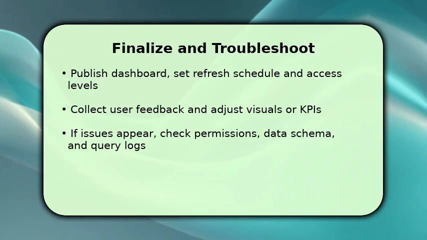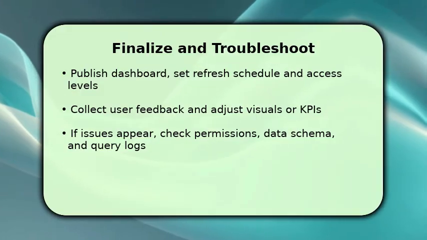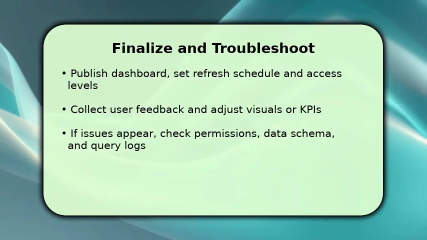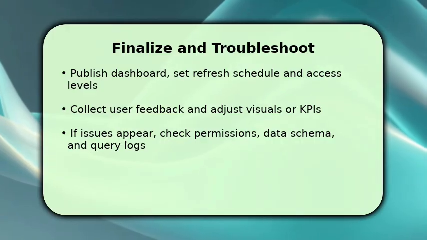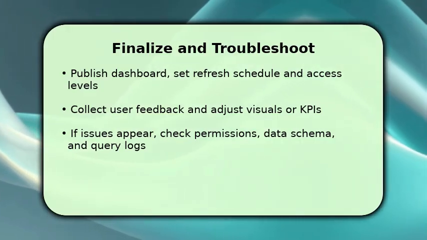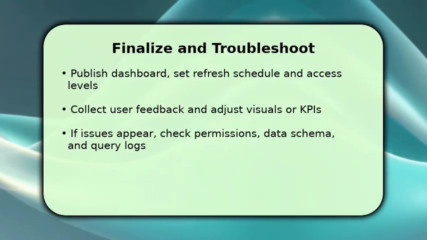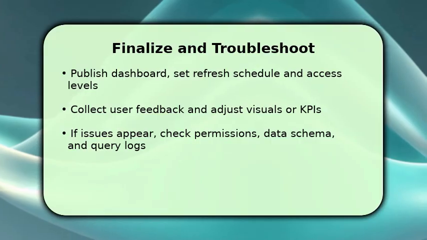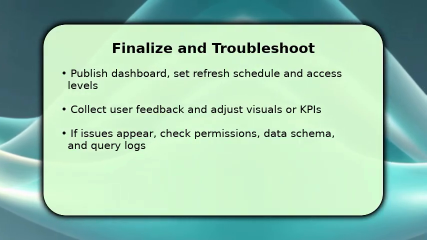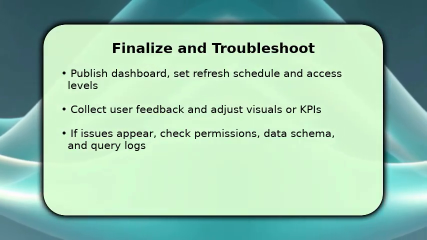If something goes wrong, start by checking permissions, then validate the data schema and review query logs to spot errors or slow steps. If necessary, ask Copilot to suggest remediation steps. Its contextual recommendations often pinpoint missing joins, type mismatches, or heavy transforms causing delays.